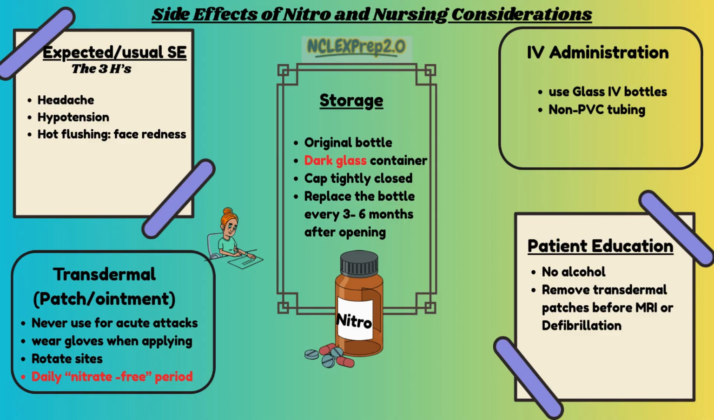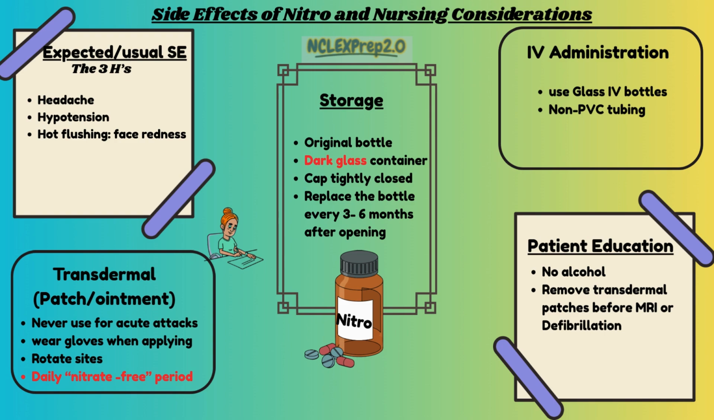How do we store nitro? Note that the tablets are very sensitive to heat, light, and moisture. Store in the original dark glass container with the cap tightly closed. Do not store in the kitchen or leave in the car. The heat can mess up the potency. Replace the bottle every 3 to 6 months after opening, as the medication can lose potency after the 6 months.